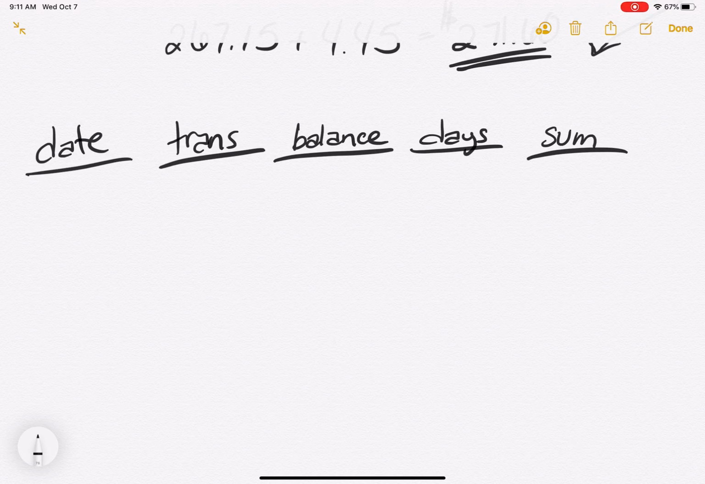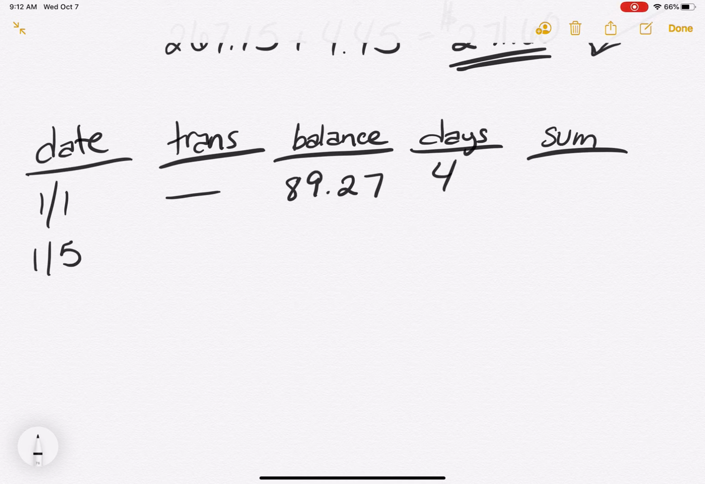All right, so here we go. Gloria, for January, listed these items. 1-1, previous balance, so no transaction. Previous balance of 89.27. The next thing that happened was on 1-5. So how many days was this our balance? 4. Then on 1-5, we had a purchase, so that's going to be added in, of 159.34. So what's my new balance?